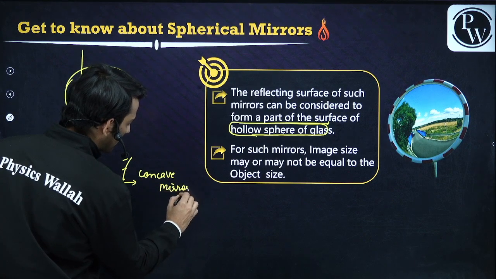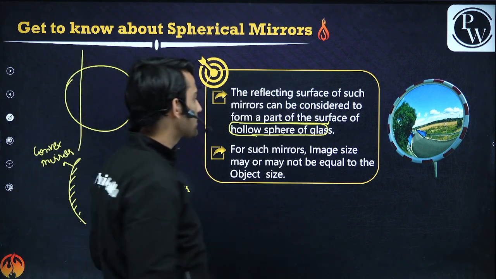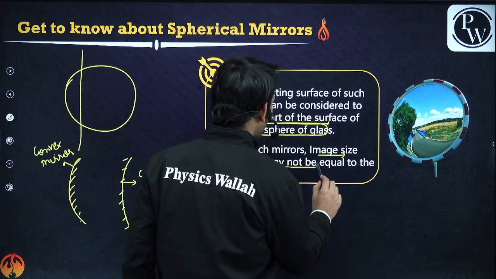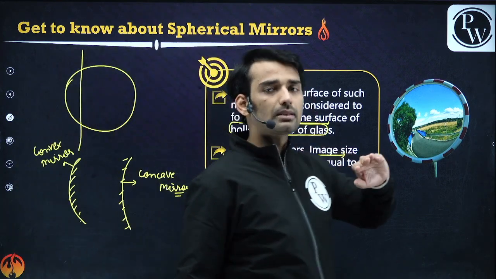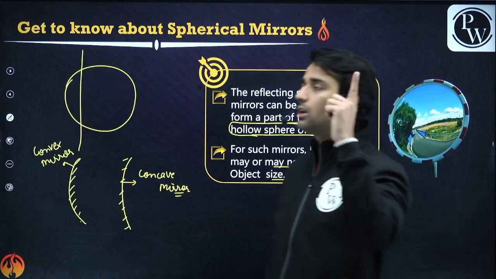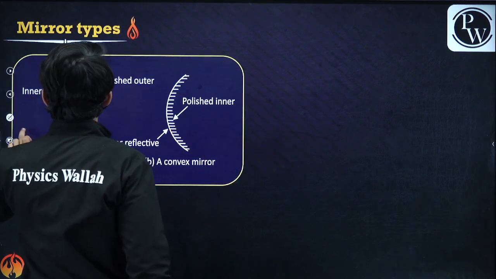Such a spherical mirror can form a magnified image in which the image size may or may not be equal to the object size. The image can be bigger than the object. It can be diminished compared to the object. It can also be equal to the object. Clear, guys?